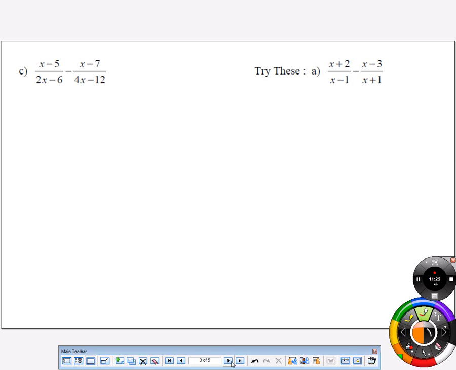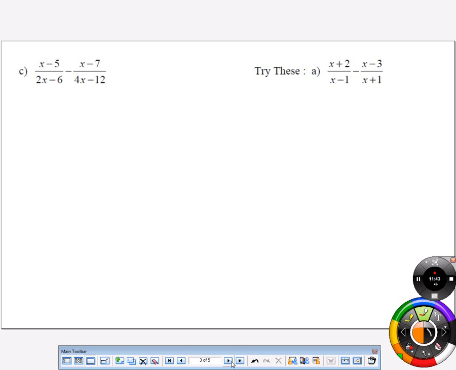All right, let's look at part C. I'm not necessarily going to do the try these. I'm going to make sure we get through all the examples, and then you will have the try these in your notes packet for extra problems to try, or to try at the end to see if you understand it, okay?